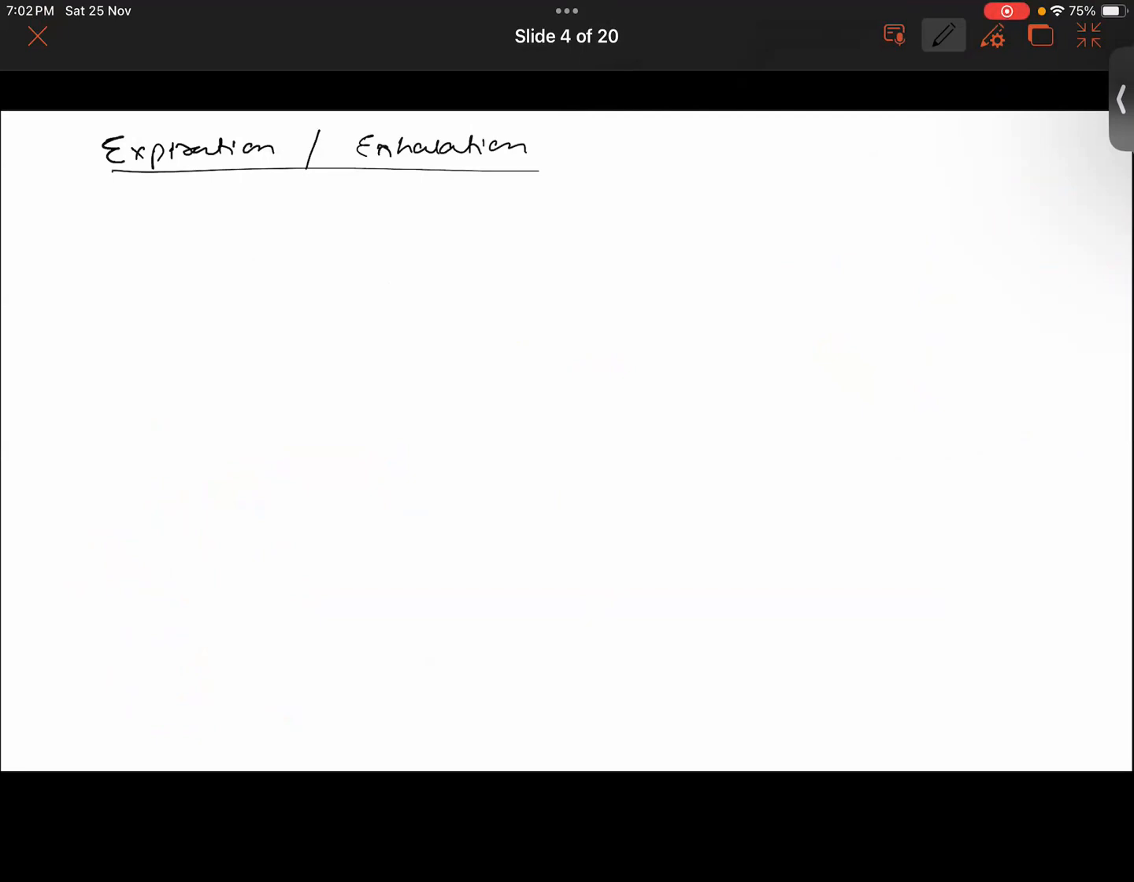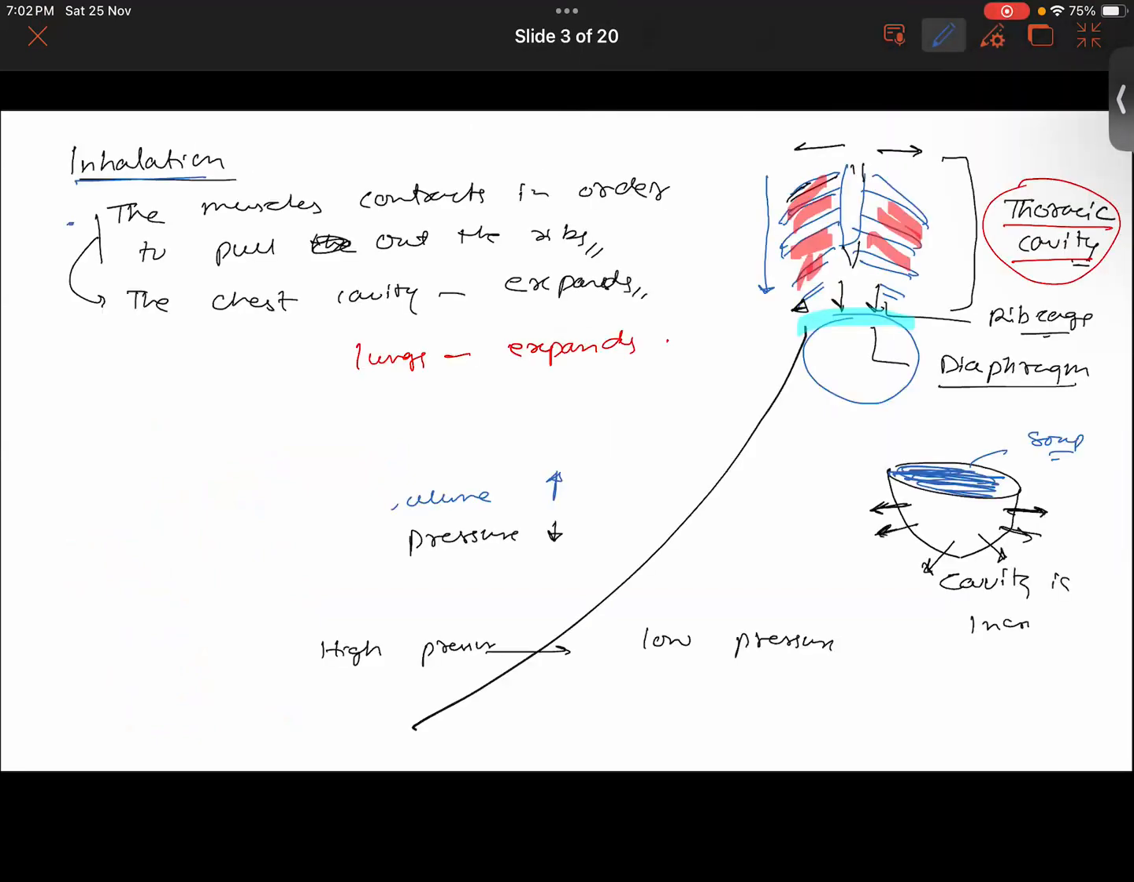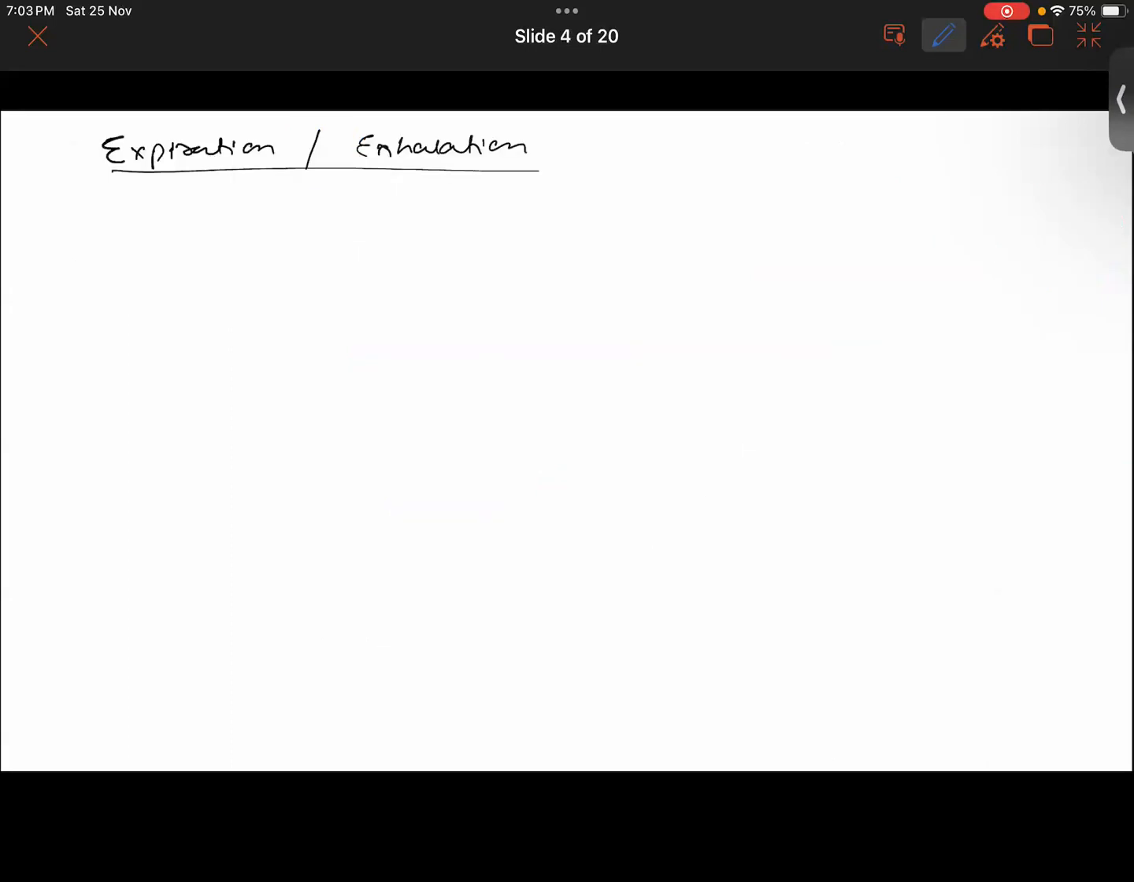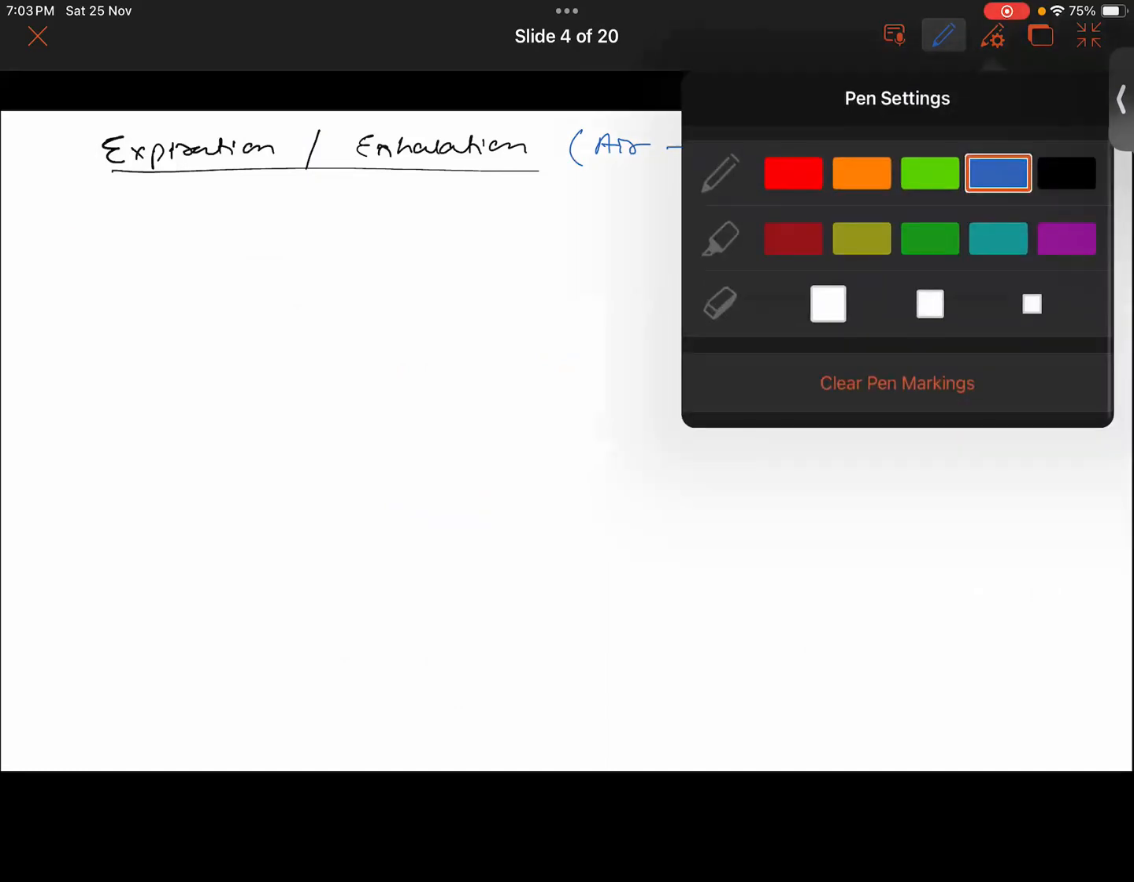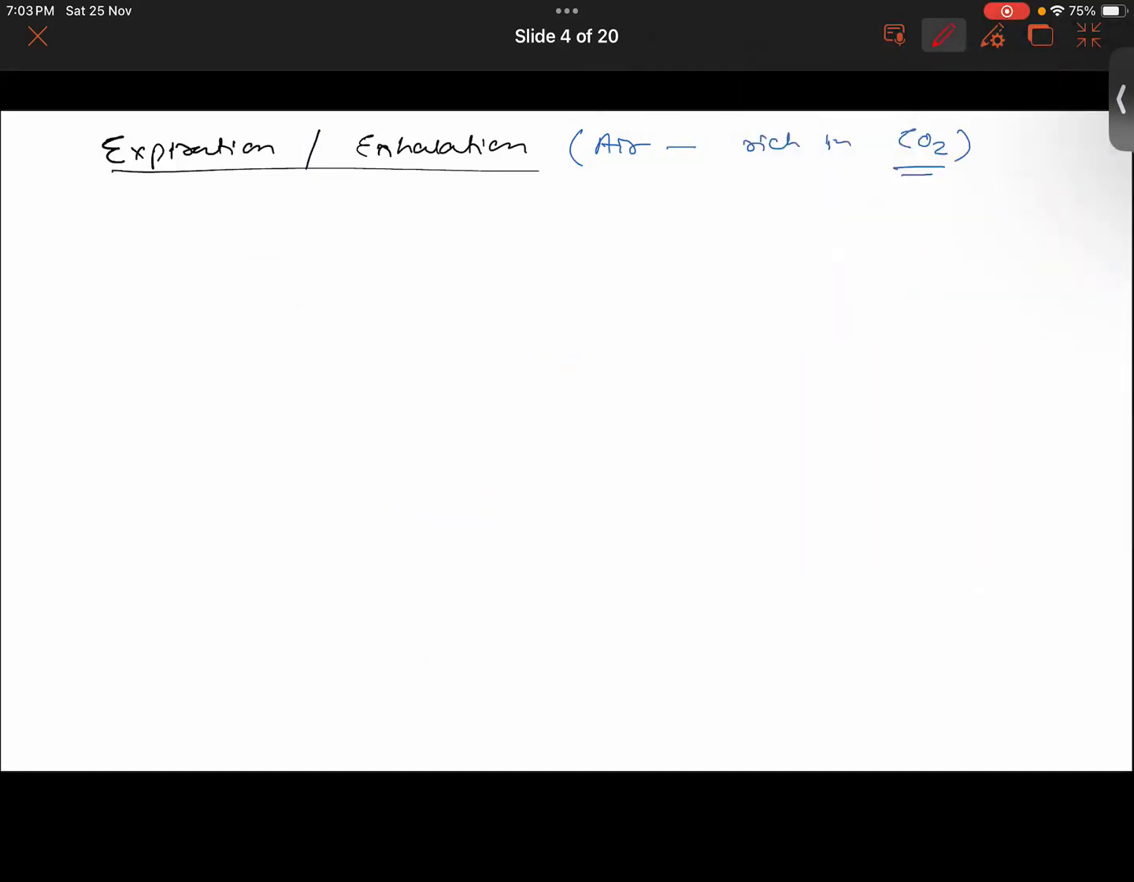So basically, in case of inhalation, we were talking about inhalation of air and then filtering out oxygen from it. While in the case of exhalation, we are talking about air that is rich in CO2, that is carbon dioxide. So we say the process of exhaling carbon dioxide, or we can say taking out, like giving out air.